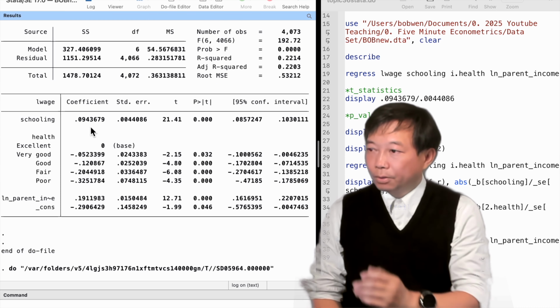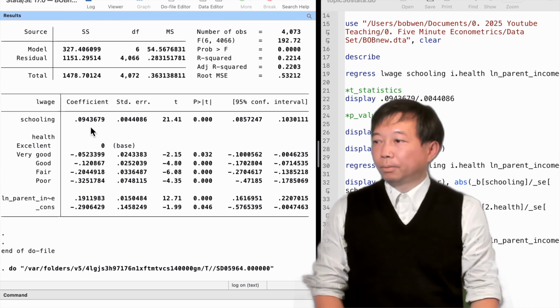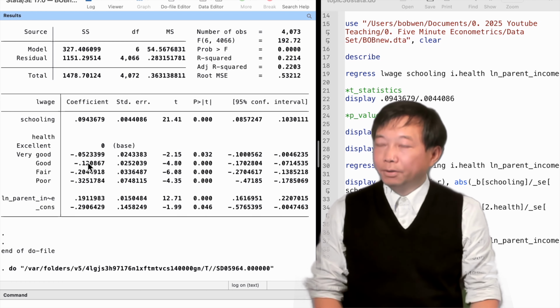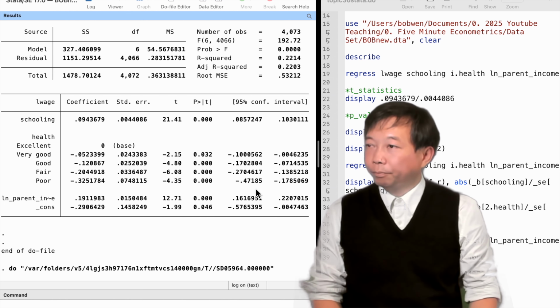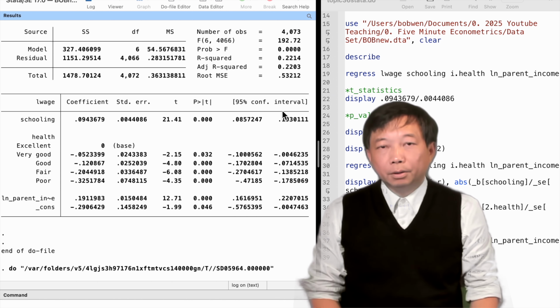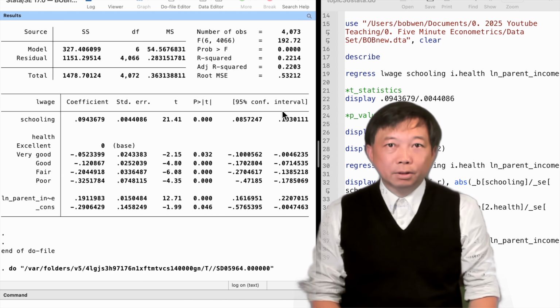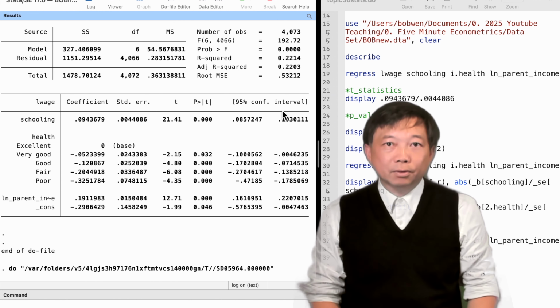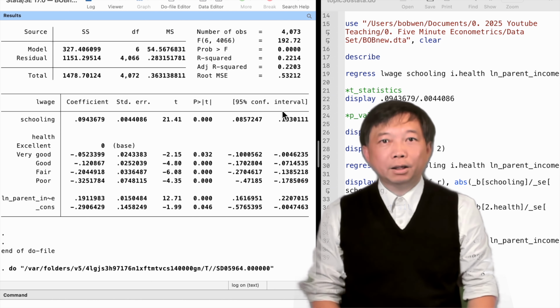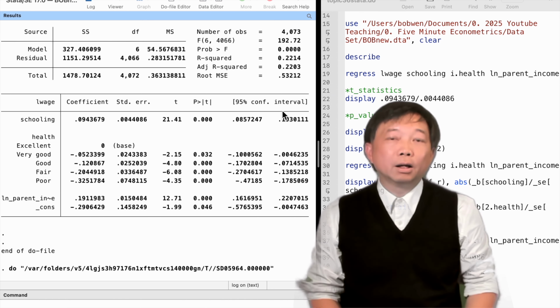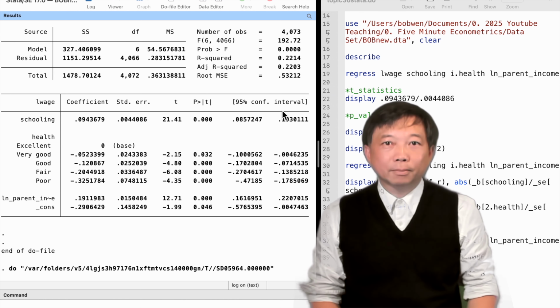In the OLS regression results window, we can find the OLS estimates, their standard errors, the t-statistics, the p-values, and the 95% confidence intervals. We have already discussed the t-statistics and p-values in previous topics. Today, we will explore the confidence intervals.